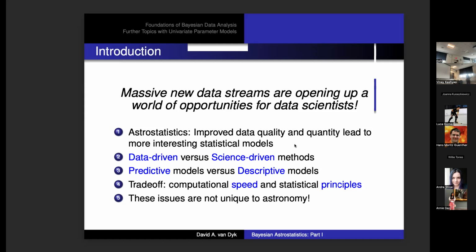Trade-offs: computational speed versus statistical principles. Learning methods, as we all know, are massively faster than carefully designed statistical models, and sometimes that's a deal breaker, and sometimes it's not. It depends on your data, your questions, and your goal. Statistical models, I say principles, quantifying uncertainty, and those sorts of things are a little more hardwired into statistical models than learning-based models. So, that's the big picture. What we're going to be talking about in these lectures are the Bayesian science-driven descriptive models by and large.